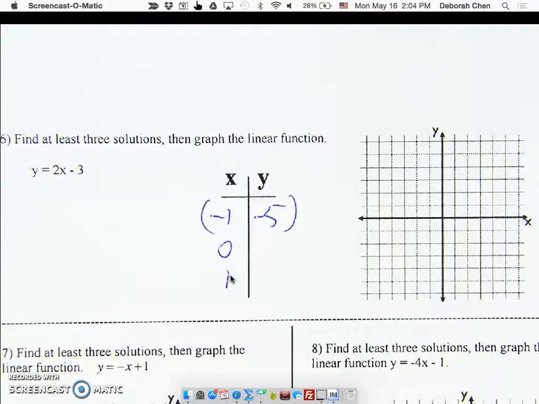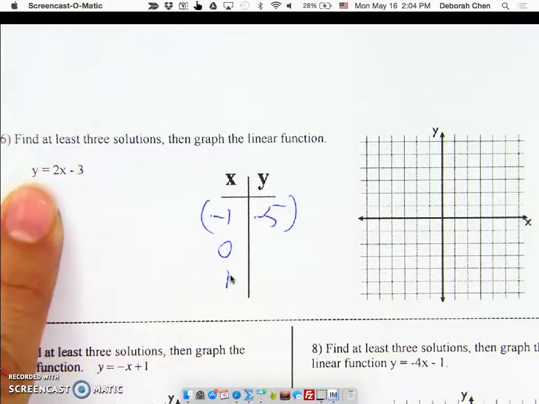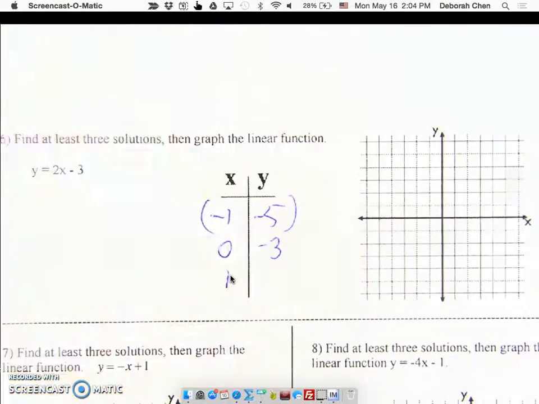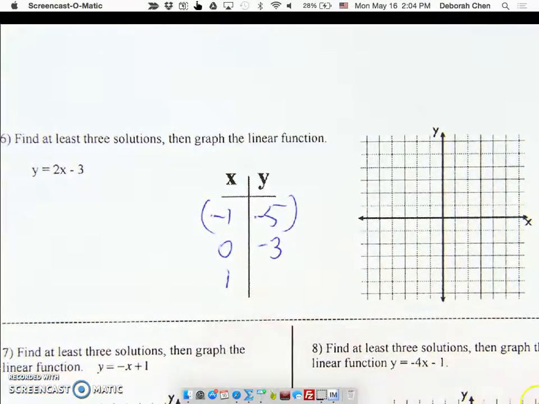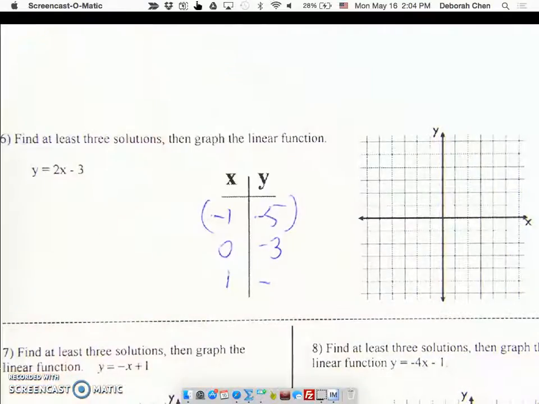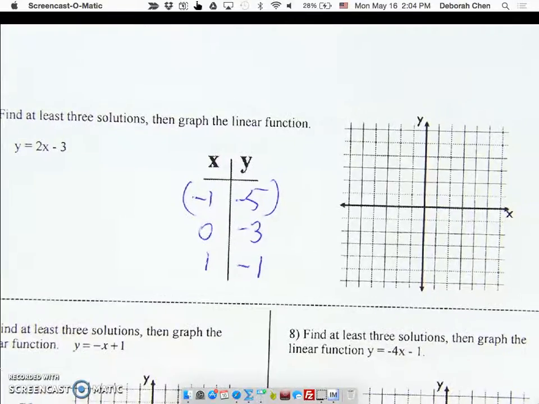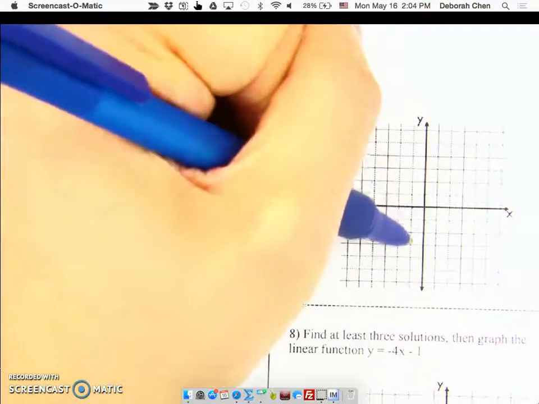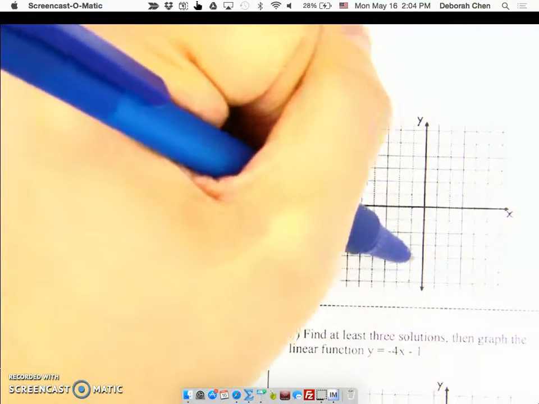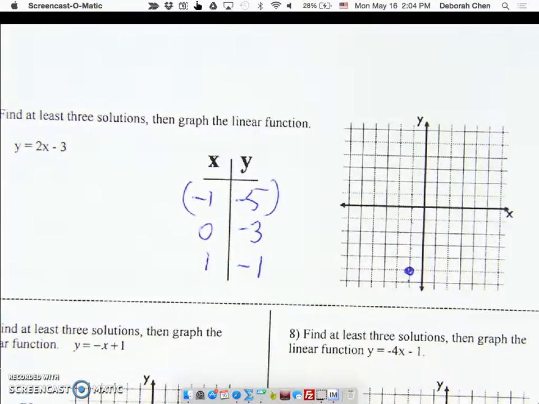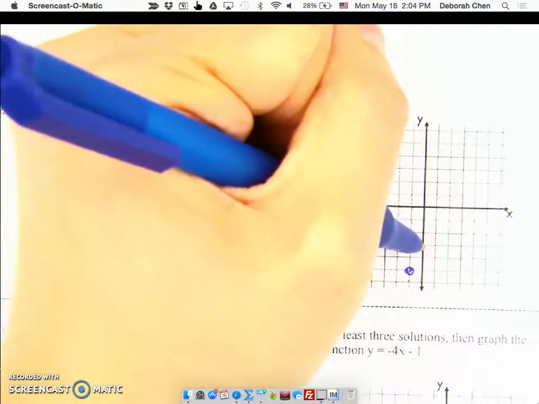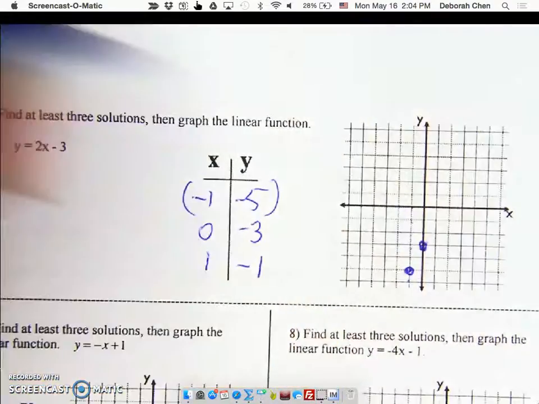Plug in 0. What's 2 times 0? 0, and 0 minus 3 is -3. Plug in 1. What's 2 times 1? 2. 2 minus 3 is -1. So now these are my 3 points that I can put on my graph. -1, -5. 0, -3. And 1, -1.